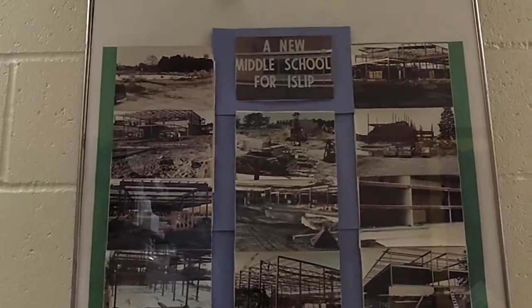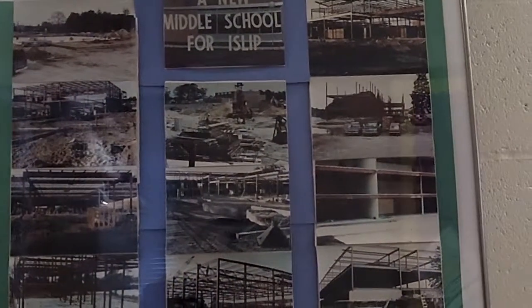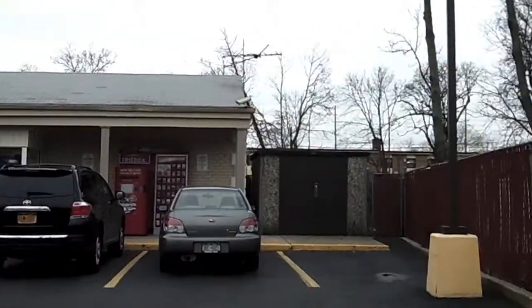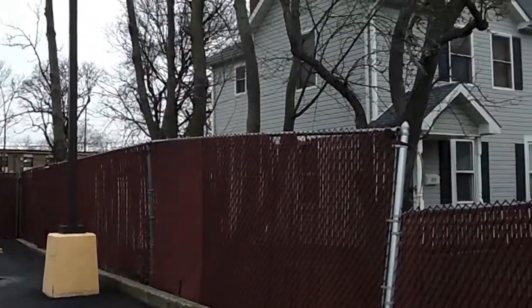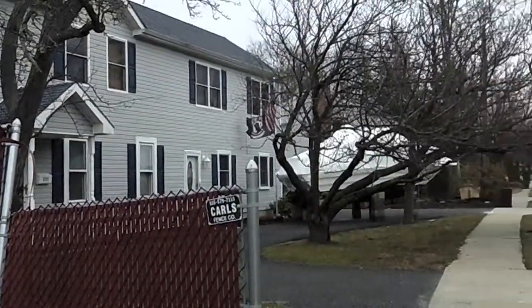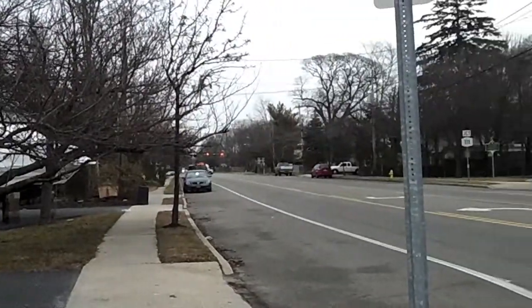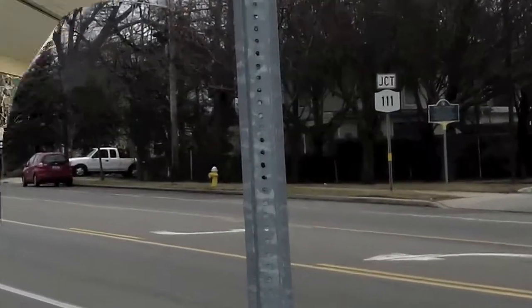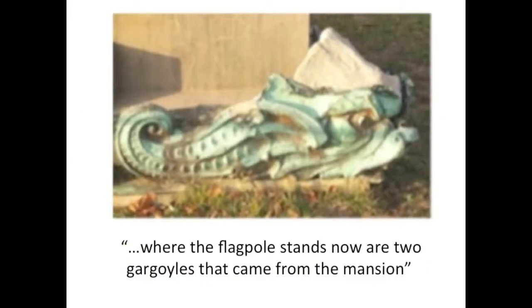We were able to watch the building start as a swampland of a former estate and grow step by step into the big middle school that it is today. While the site has changed, and it is now impossible to tell that the site of our school used to be so very different, there are still remnants if one looks close enough. And where the flagpole stands now are two gargoyles that came from the mansion.